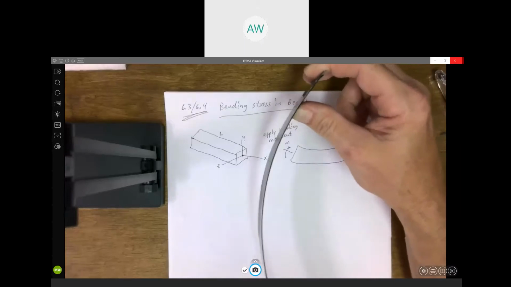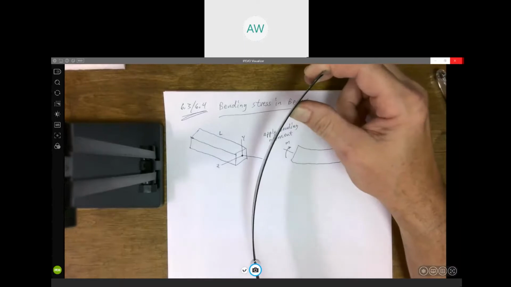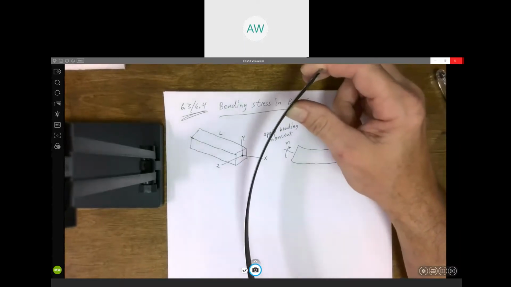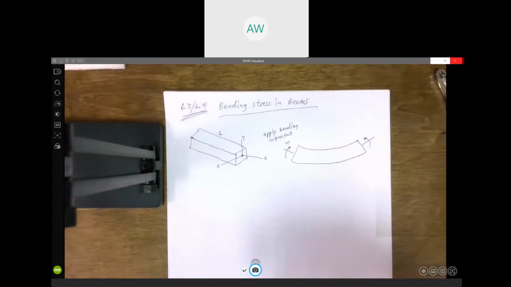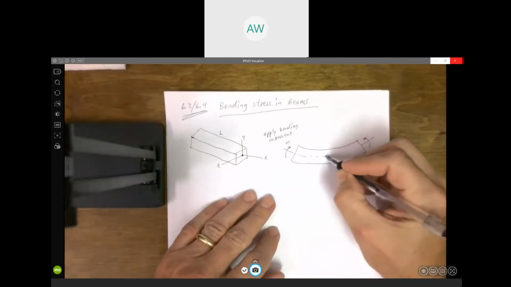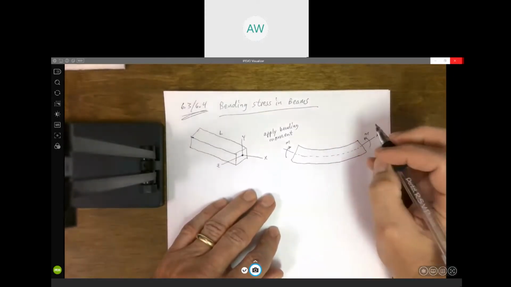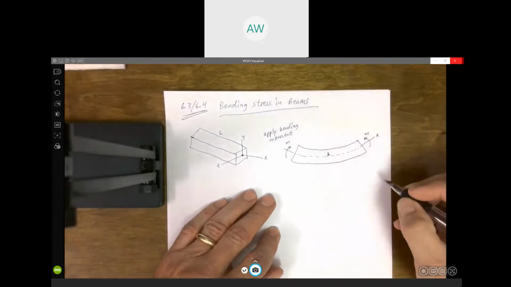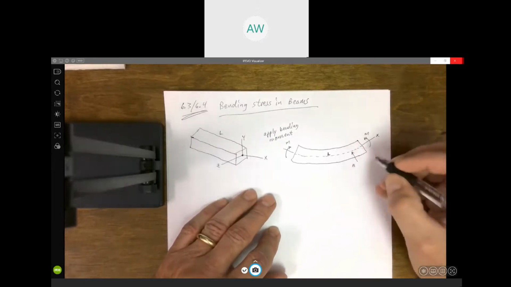Now, when we do that, if I'm bending it this way, the left side of this ruler is being stretched. It's going to be in tension. The right side is being compressed. It actually gets shorter and it's in compression. And so if you look longitudinally down this beam, there's going to be one surface that does not change length. And that's called the neutral surface.